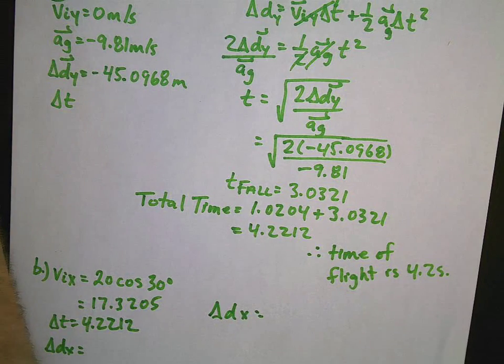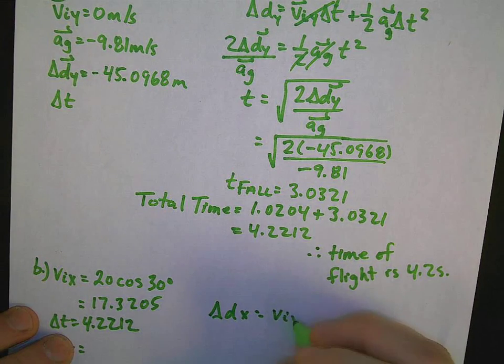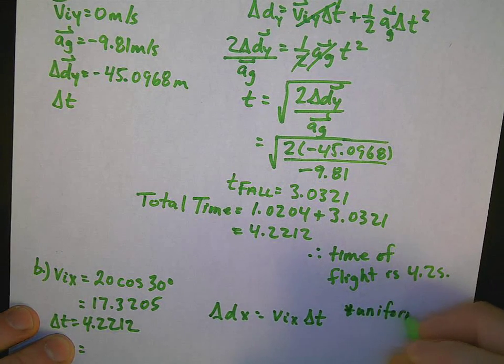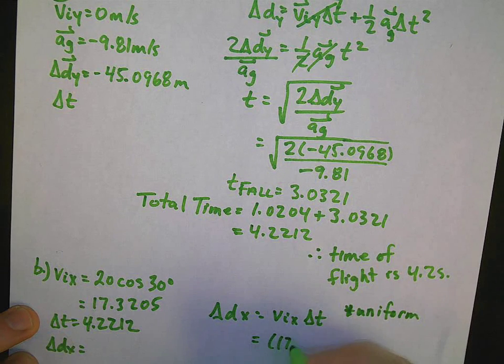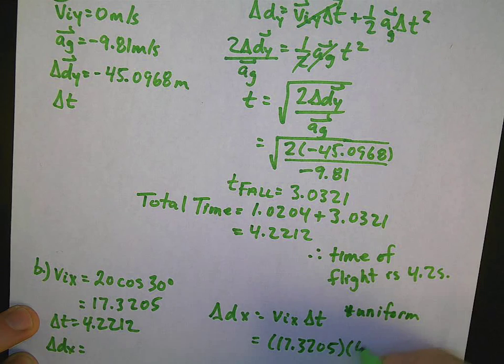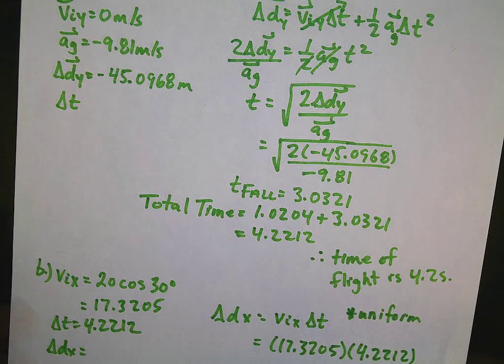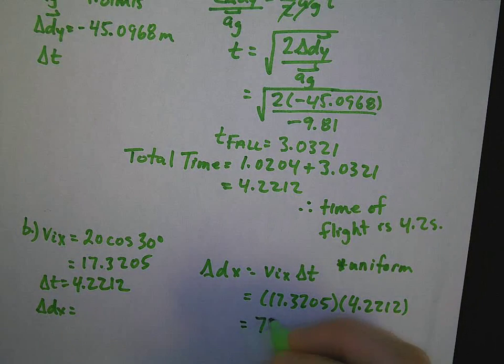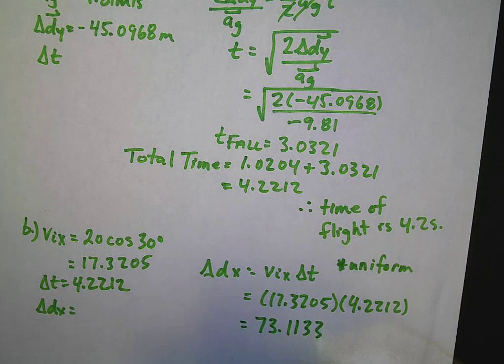Our displacement in the x direction will be Vix multiplied by delta t due to uniform motion. So that will be 17.3205, and that will be multiplied by 4.2212. Notice I went back to my more accurate answer, and we get that the horizontal distance will be 73.1133. So therefore, our horizontal displacement is 73 meters from the school.